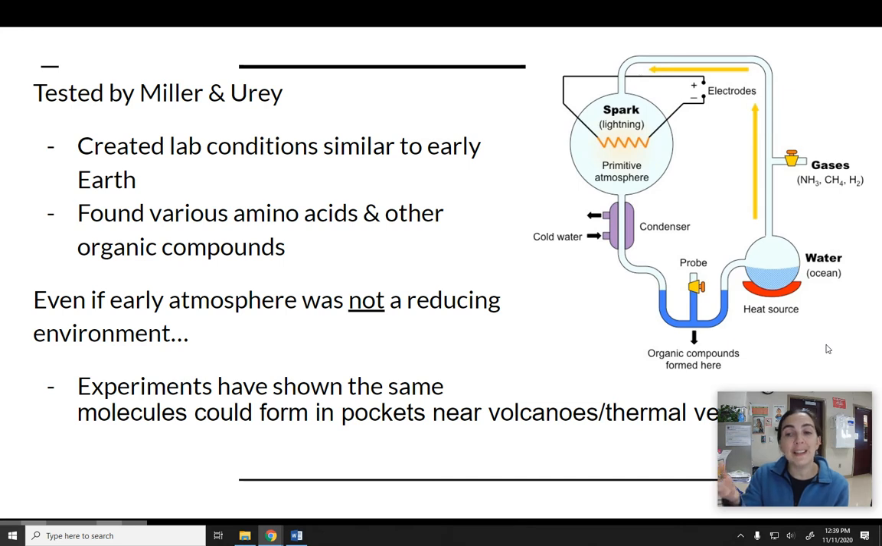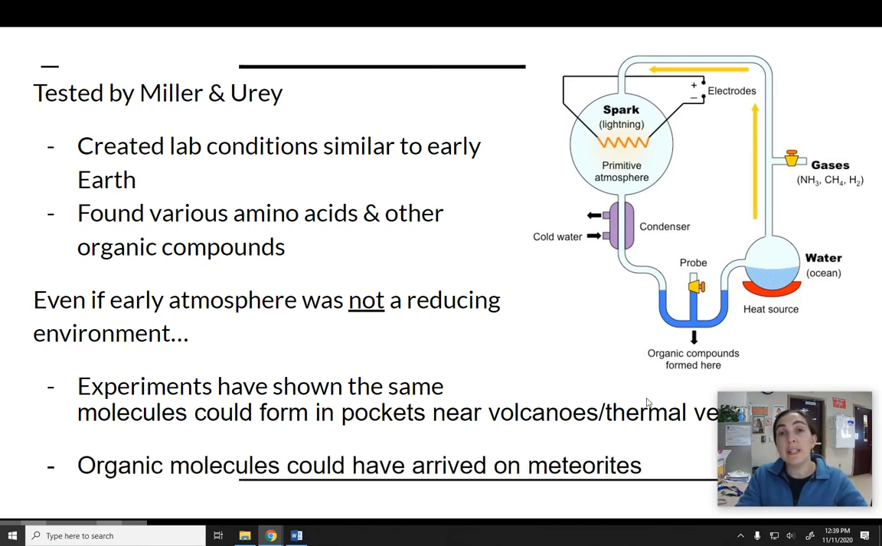It could have happened in little pockets of water near volcanoes or near thermal vents. That same kind of chemistry could happen in those little microclimates that could have formed those first bits of organic molecules. There is also evidence that organic molecules sometimes arrive on planet Earth from meteorites. So it is possible that the very first monomers of organic compounds actually arrived here on a meteorite. So there are a few different ways that that first step could have happened.